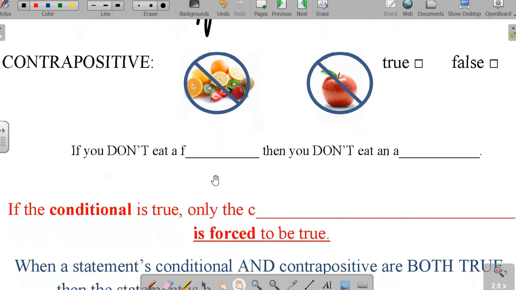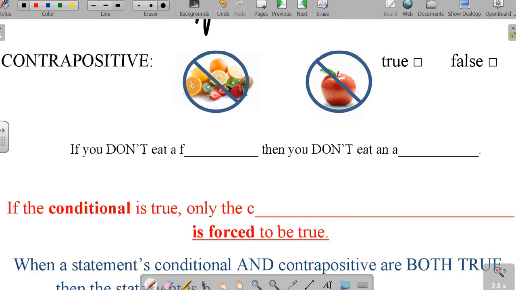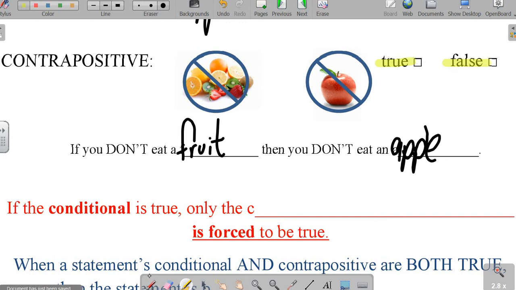This last one is the contrapositive, the switch and negate. If you don't eat a fruit, then you don't eat an apple. You have 5 seconds to determine the truth statement there. This one's true. If you say to someone, I have not eaten a piece of fruit today, then you have not eaten an apple, because an apple has qualified as a fruit.